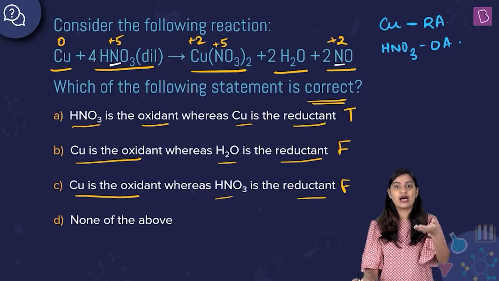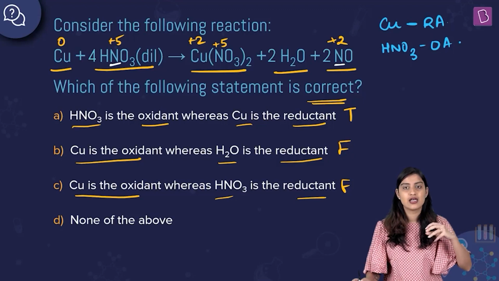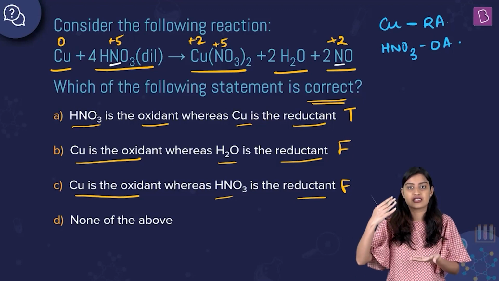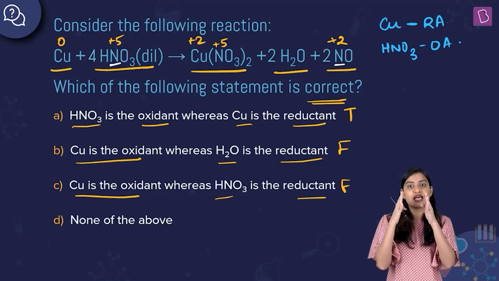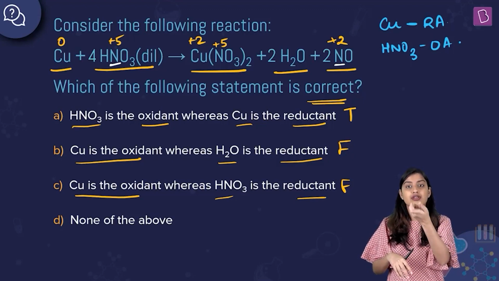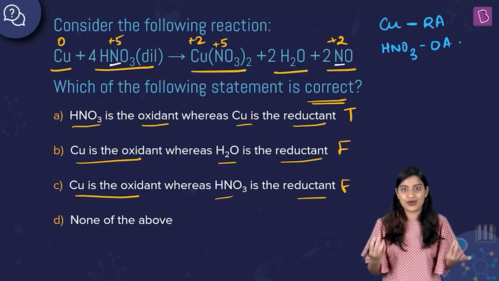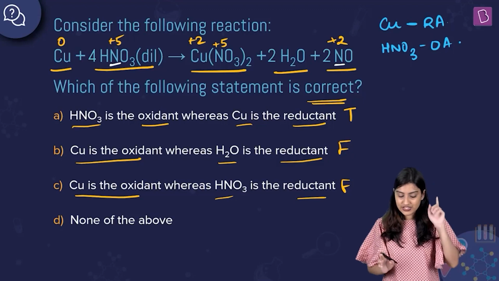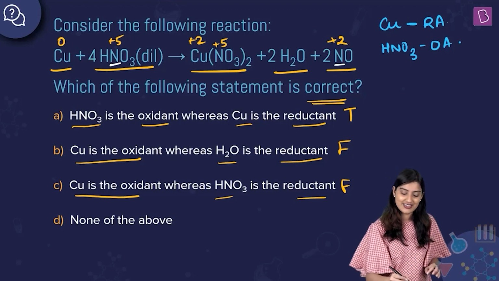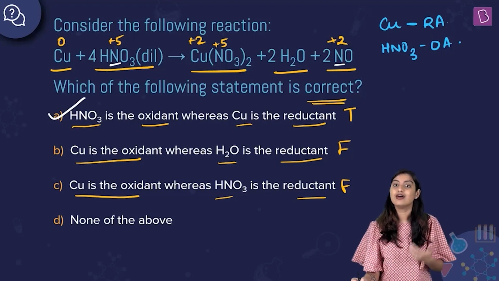Why is that so? Because you have nitrogen in the +5 oxidation state. That is its highest oxidation state, right? No matter what you're putting with HNO3, nitrogen cannot have a higher oxidation state, can't go to +6, +7, which means nitrogen will always have to go lower in its oxidation state, which means the nitrogen in HNO3 is always going to get reduced. What does it mean? That the corresponding species is going to get oxidized. So HNO3 is a good oxidizing agent. That is what I think you need to take away from this question. The correct answer here is going to be option A, that HNO3 is the oxidant, whereas copper is the reductant.